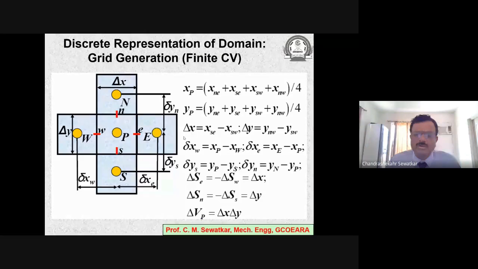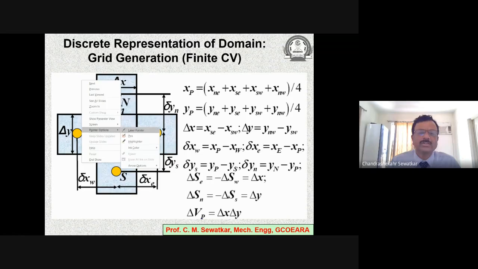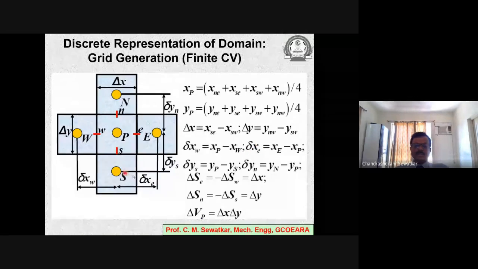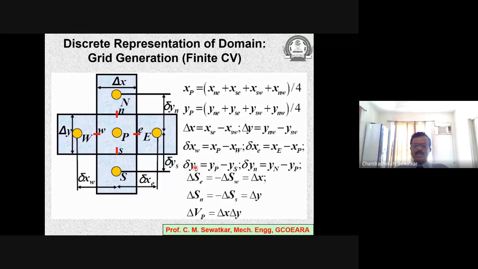Then we also need to determine the distances between the cell center under consideration and neighboring cell centers. For example, delta xw is the distance between the cell center under consideration and the neighboring cell center. That is given by xp minus xw. Delta xe is given by xe minus xp. Similarly, delta ys is given by yp minus ys. Delta yn is given by yn minus yp, and so on.